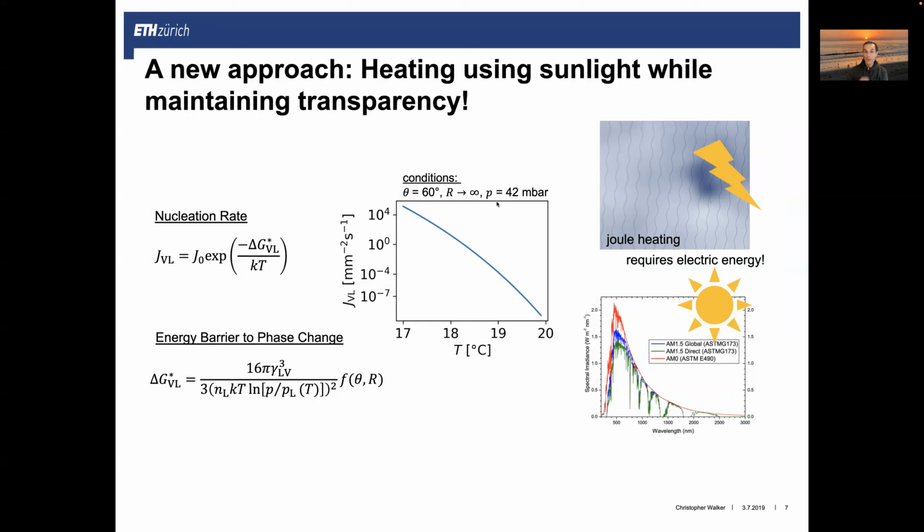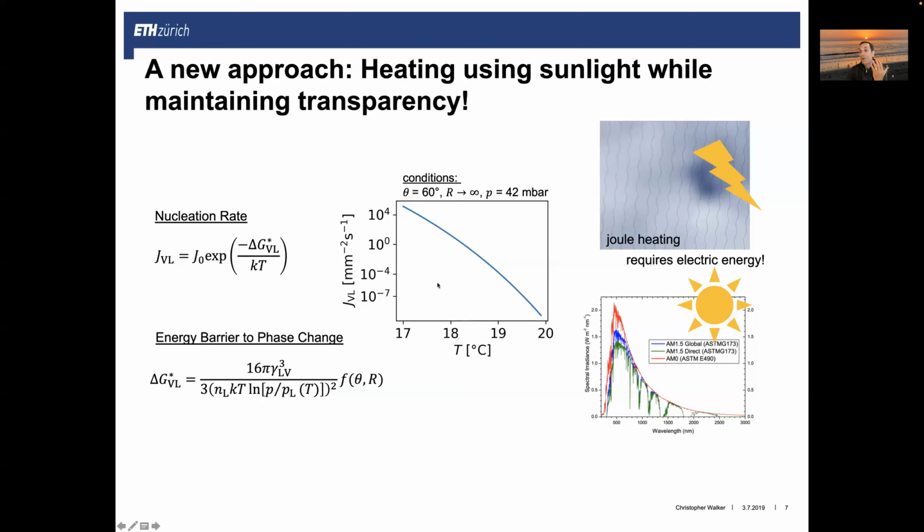The reason why heating works extremely well is the dependence of the nucleation rate of water on a surface on temperature, which is a very strong exponential dependence. If you plot it here for an example, let's say for a certain contact angle and so on, you see that a couple of degrees of change, or even 1 degree of increase in temperature, can drop the nucleation rate by several orders of magnitude, 4 in this particular example.